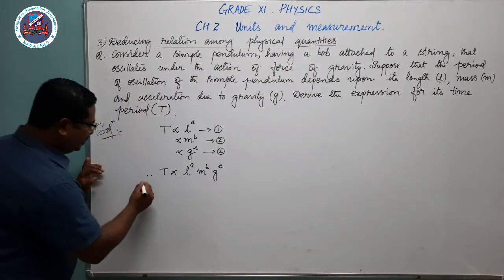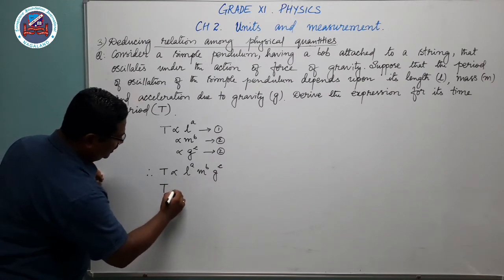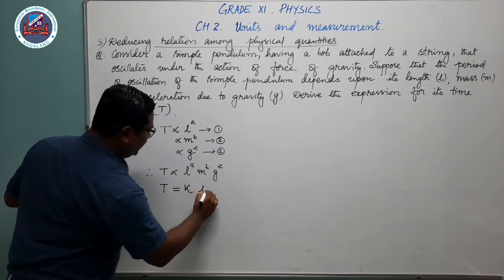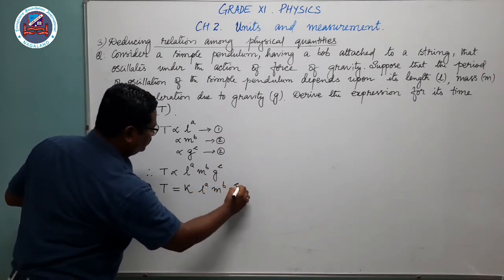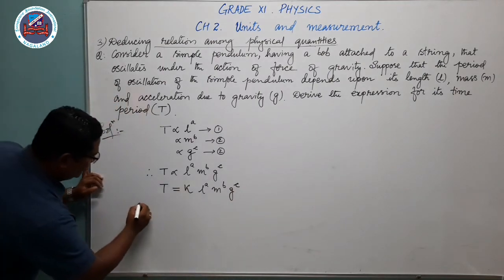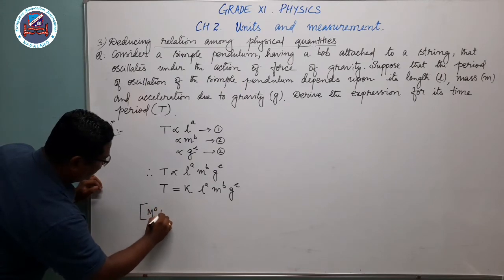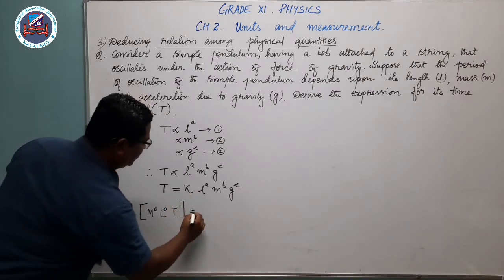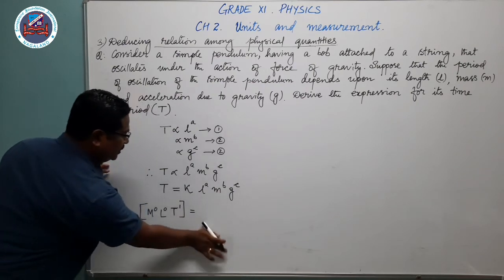So for the time period dimension, write it down on both sides. First, remove the proportional sign and take a dimensionless constant k: T = k L^A M^B g^C. After that you take dimensions on both sides. Here mass does not exist, length also does not exist, time you have 1, so power 1 you write. Then k does not have any dimension, so we don't write it.